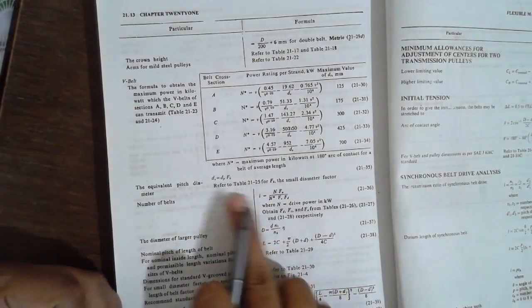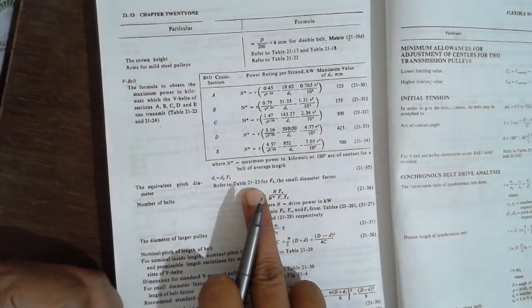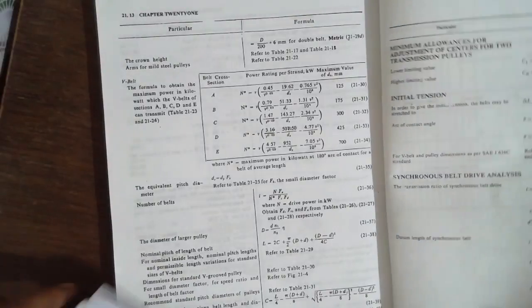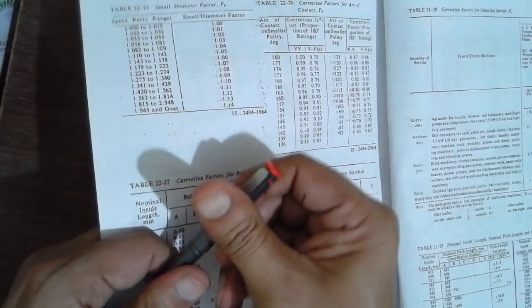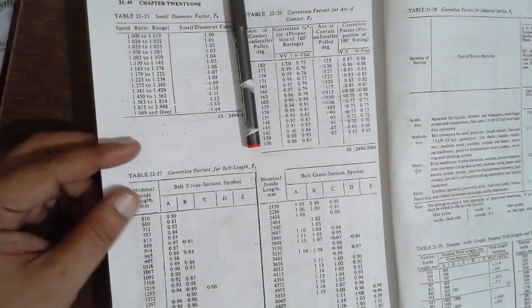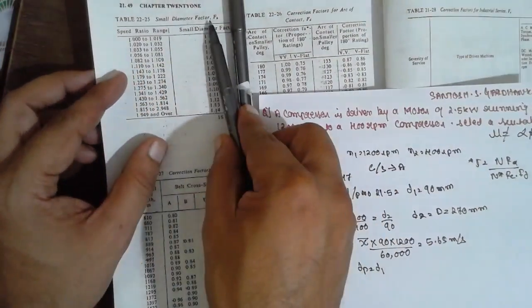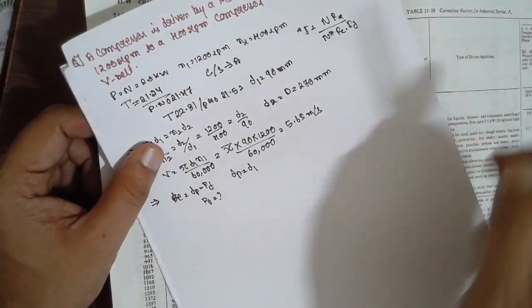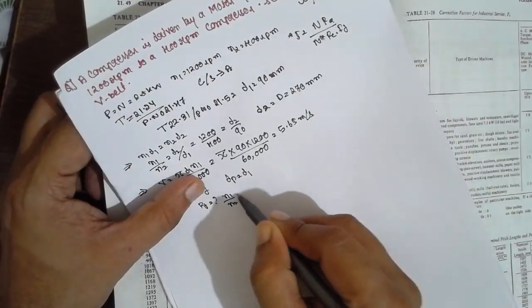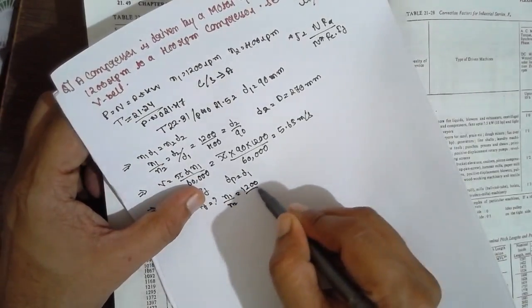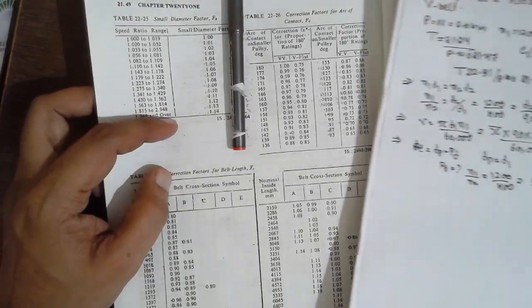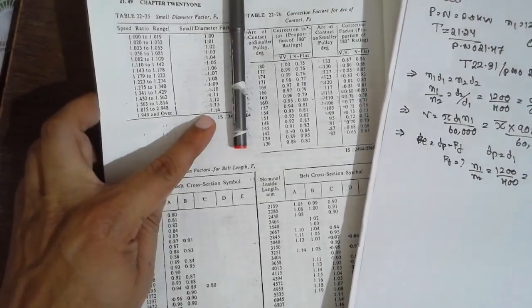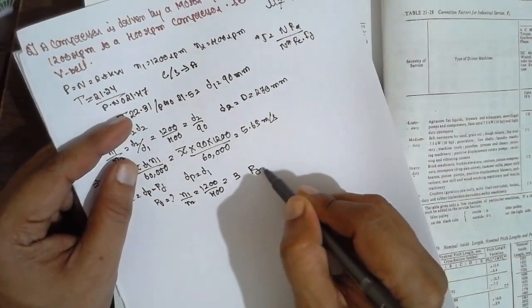For Fb, you have to refer to table 21-25. Finding the Fb, what do we require? Speed ratio is required. Find out the speed ratio. N1 divided by N2 is equal to 1200 divided by 400 is nothing but 3. If it is a 3, what is Fb? Fb will be 1.14.